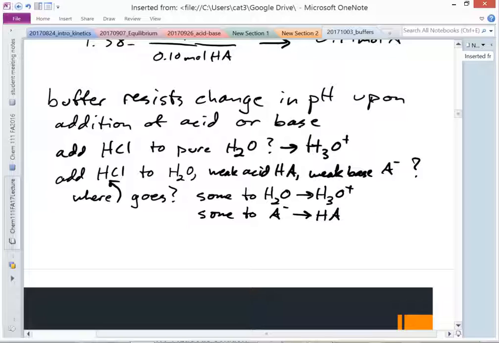But this is the chemical version of that. Some of the protons go to water to make it a lower pH. Some of the protons go to the buffer.